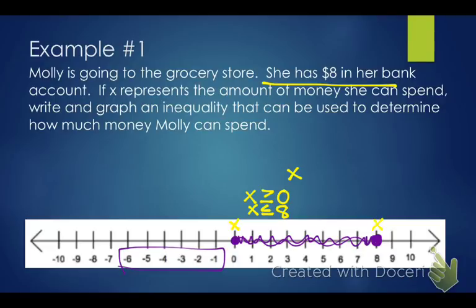Now, I have to put those things together. So this is where it gets difficult. X is less than or equal to 8. So we're going to put 8 on one side and 0 on the other, and we're going to use our X in the middle. Okay, we are going to spend less than or greater than 8. So X is less than or greater than 8.